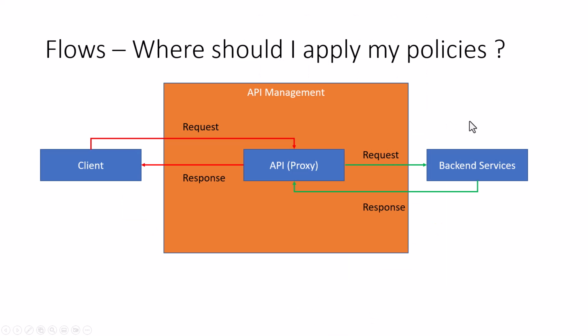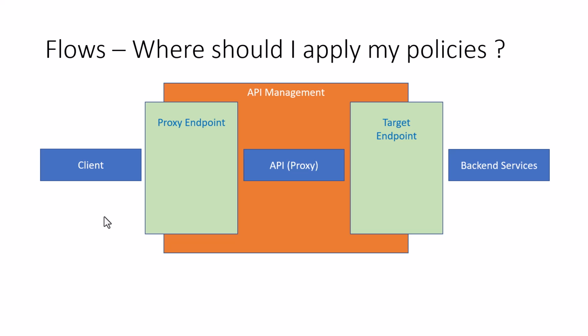Okay, so we talked about policies, and we should know how we can enhance the functionality of the API proxy by applying policies and where to apply the policies. That is very critical. So we know that from the client application, we make a request to this API proxy, and then this API proxy in turn is going to make a request to the backend services. In our case, this is going to be the SAP Gateway Demo System, and then the response comes back to the API proxy and then from there to the client application.